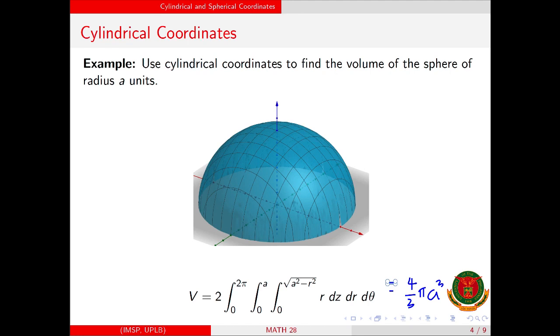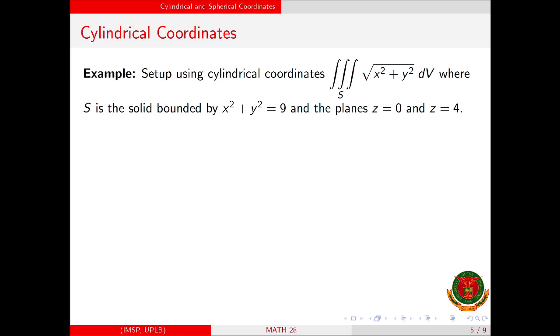Let us have another example. Set up using cylindrical coordinates this iterated triple integral of square root of x squared plus y squared dv, where S is the solid bounded by x squared plus y squared equals 9, and the planes z equals 0 and z equals 4.